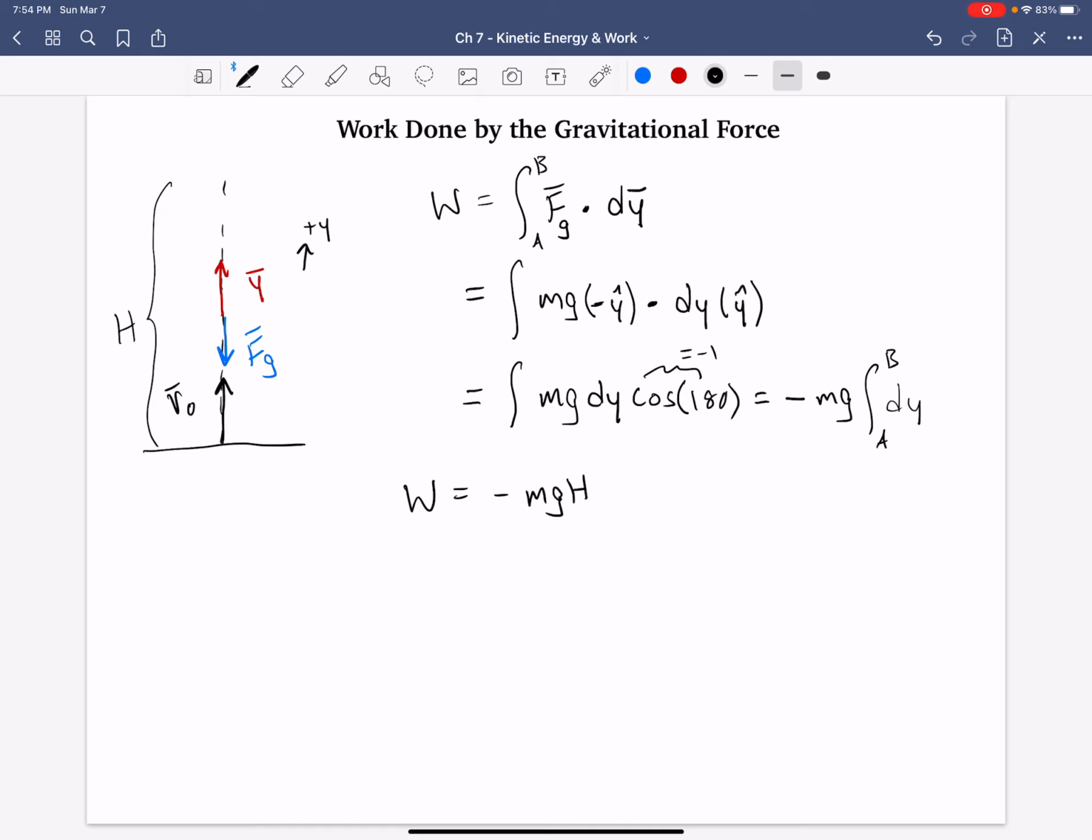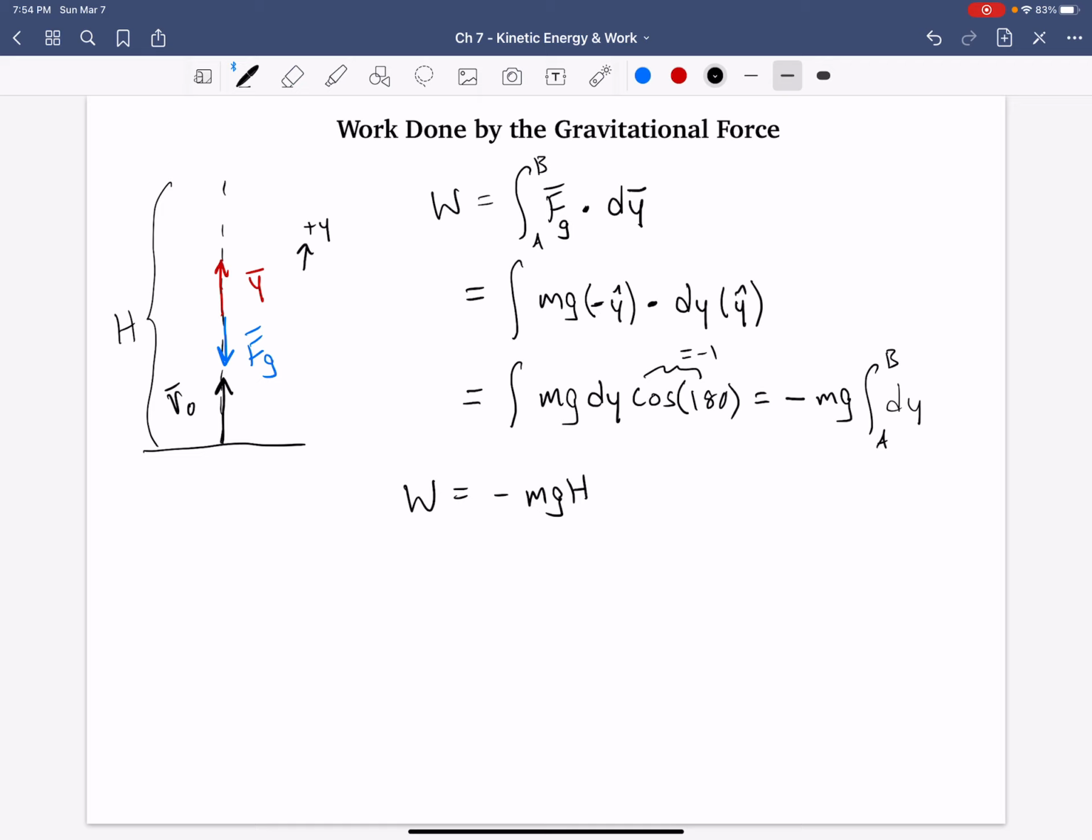That's the work done by gravity. It turns out it's a negative value. But it's only a negative value as the object is moving up, because the force and the displacement vectors are in opposite directions. Thus, we get a negative work value. That's very important here. It's a subtle point, but it's an important point.